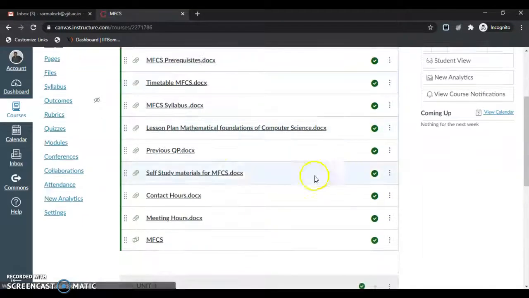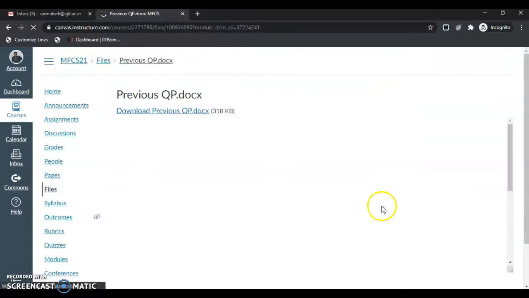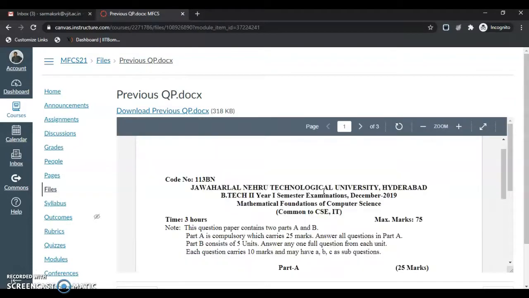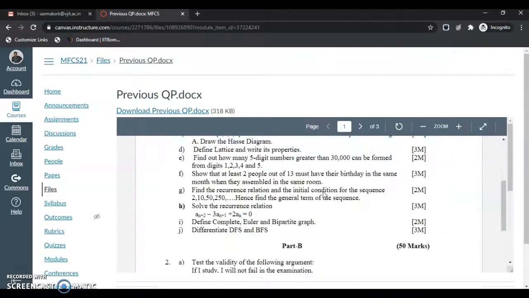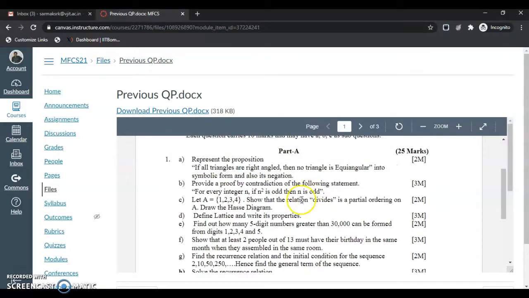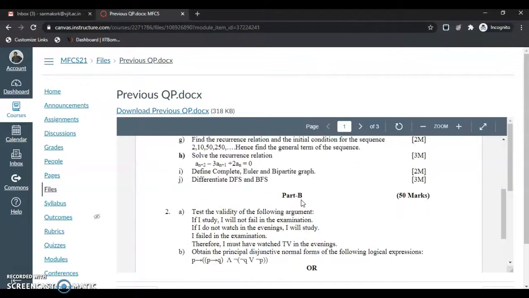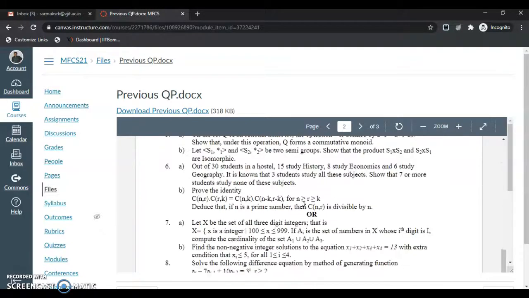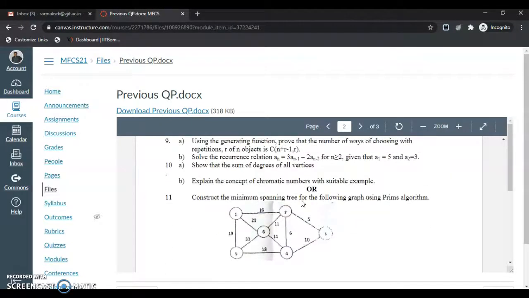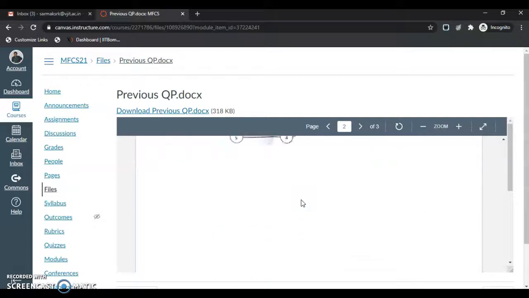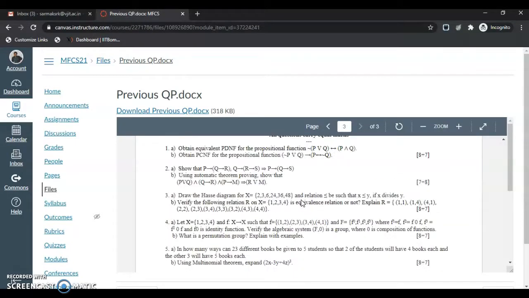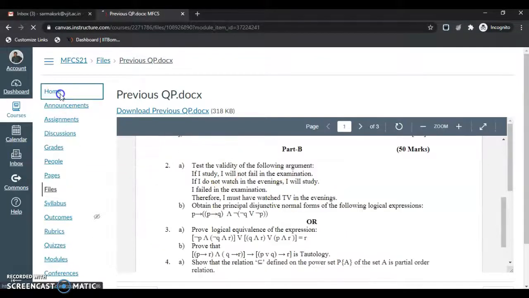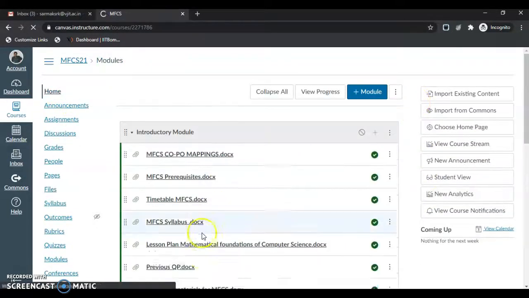Next, coming to the previous question papers, I have given some question papers here for the students, so that they know how questions are asked in the end examinations. This can be useful for the students. They can understand which type of questions will come for the 2 marks and which for the 3 marks, and how the question paper setting is going to be done for the subject. They can easily understand which things they have to prepare for the examination.